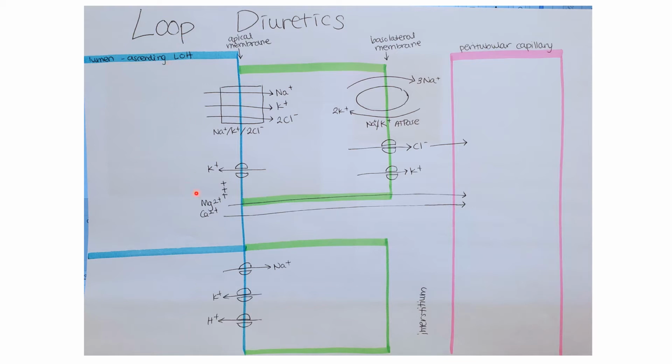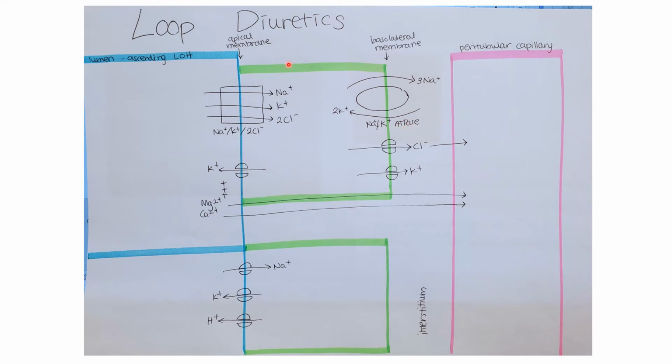So here we are in the ascending loop of Henle, and here in green we have our little cells, and in pink we have our peritubular capillary, and between the peritubular capillary and our cells we have the interstitium. This is the apical membrane, the membrane of the cell that's orientated towards the tubule, which is this bit. And here we have the basolateral membrane, which is the other membrane orientated towards the peritubular capillary.